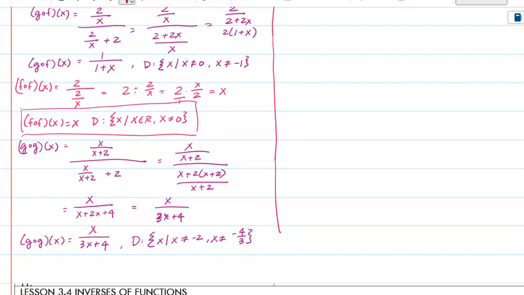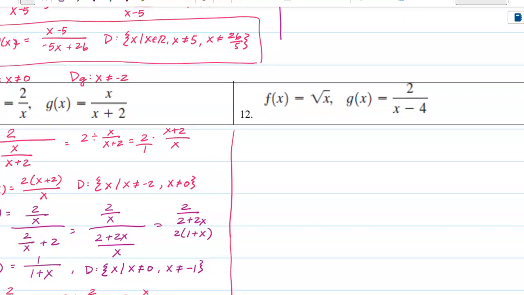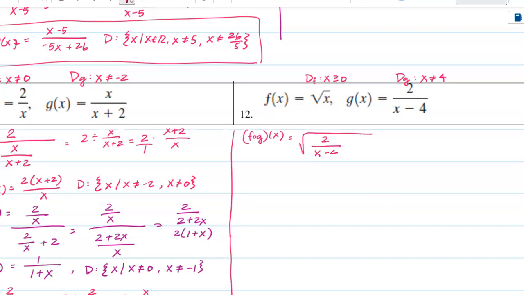Okay, the last one of these. Right here, let's do f of g of x. Here, the domain of f is going to be x is greater than or equal to 0. The domain of g is going to be all real numbers, except x cannot be 4. Okay, let's go ahead and open up f: square root of 2 over x minus 4.